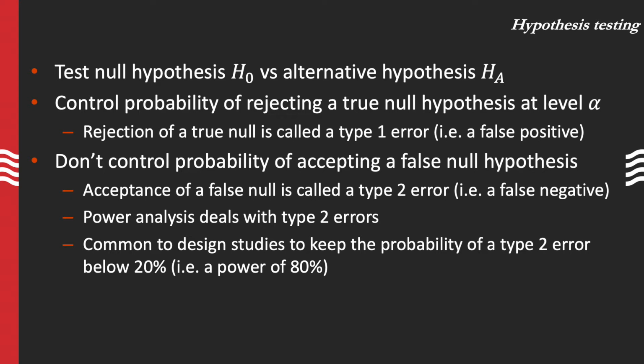So for instance, the two population means are really different, but we accidentally said that we couldn't conclude that they're different. So we call it a false negative, also called a type 2 error. Power analysis deals with type 2 errors. Power is defined to be 1 minus the probability of a type 2 error, and if we have an estimate of an effect size, we commonly design our studies to keep the probability of a type 2 error below 20%, or in other words, we try to keep the power of the study above 80%.